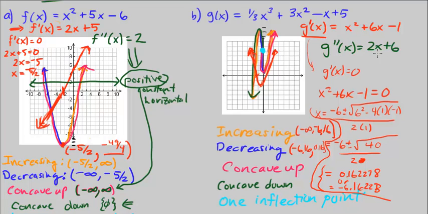Now let's look at g double prime of x. So let's go ahead and graph that. This one is just a line with the y-intercept is 6. It's just like this, right, with the slope of 2. Okay, so there's our line. Here, let me make it go longer.